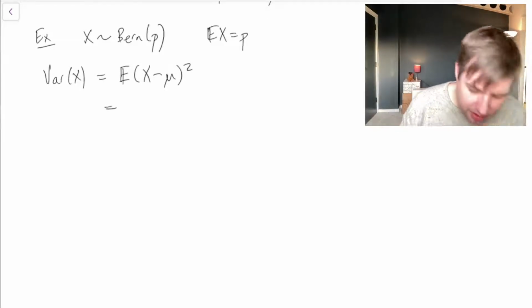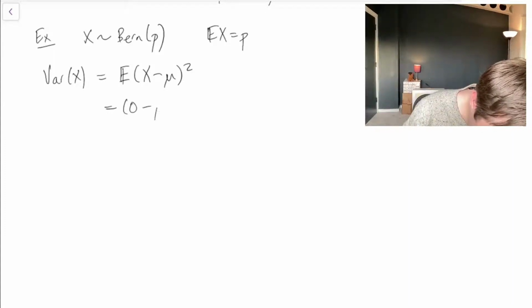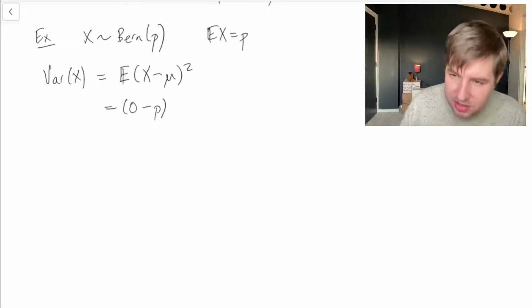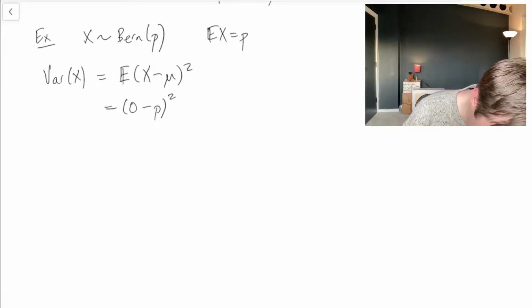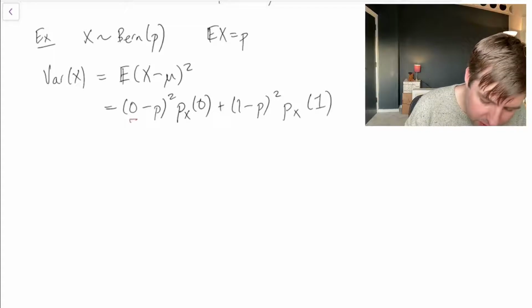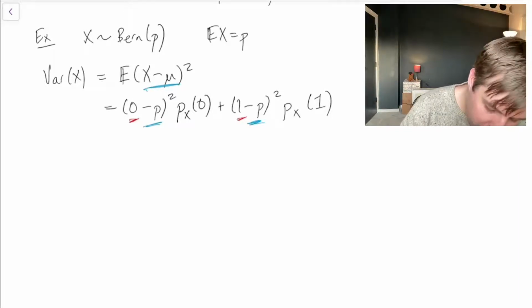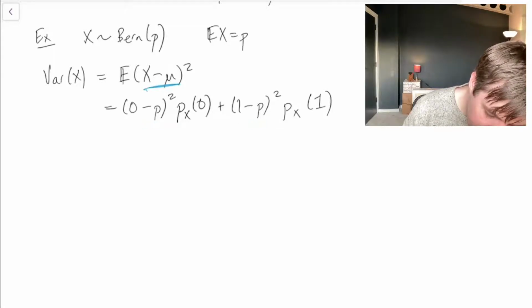So here this is the expectation of (X minus P) squared. By our law of the unconscious statistician, it is (0 minus P) squared times the probability of getting a 0, plus (1 minus P) squared times the probability of getting a 1. That's because the possible outcomes are 0 and 1, but because we have an X minus mu, we're doing an X minus P there and there, and then multiplying by the probabilities, because that's how you get an expectation.